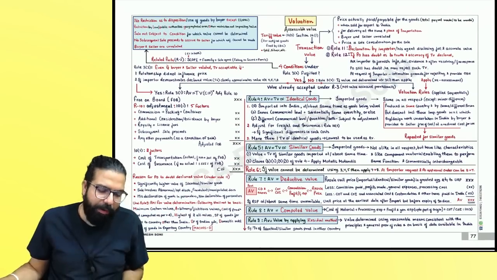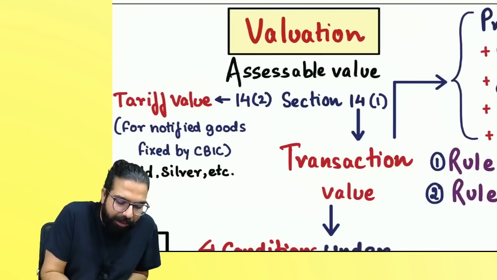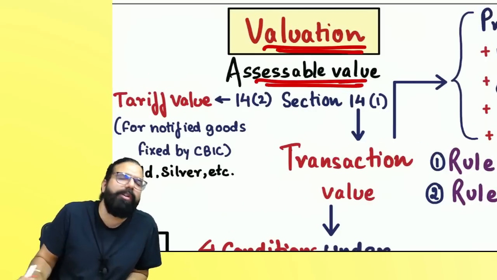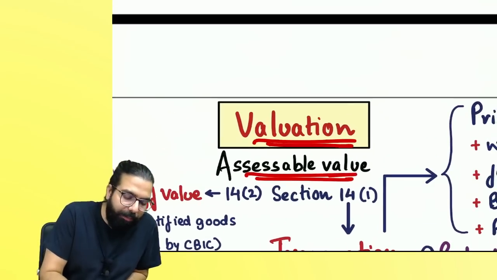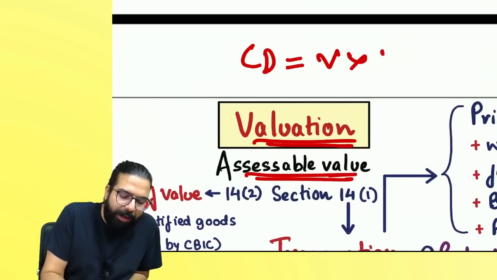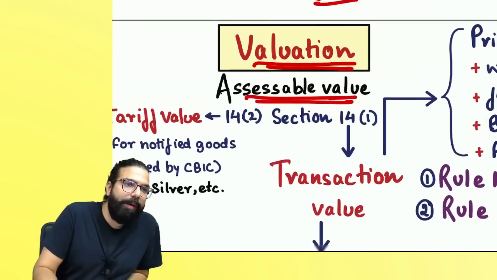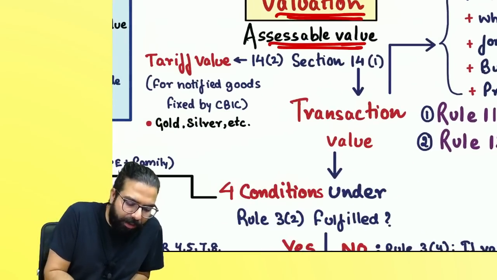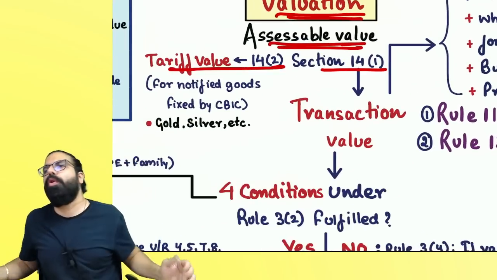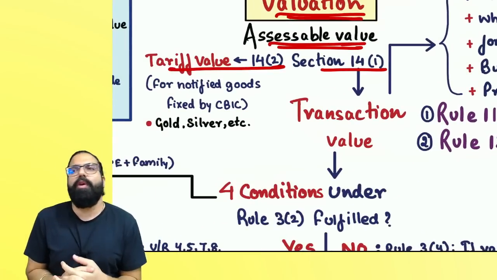Everyone over here. Now, when we talk about valuation, remember one thing, valuation means assessable value. Value means always the assessable value. Customs duty is paid on what, everyone? Value multiplied by rate of exchange into rate of duty. When you are trying to find out the value by applying Section 14, Section 14 has Section 14.2 and 14.1. 14.2 says that value will always be the tariff value.